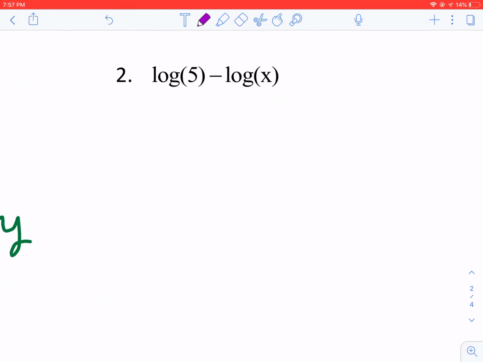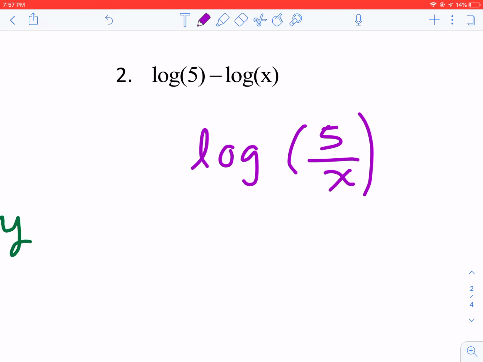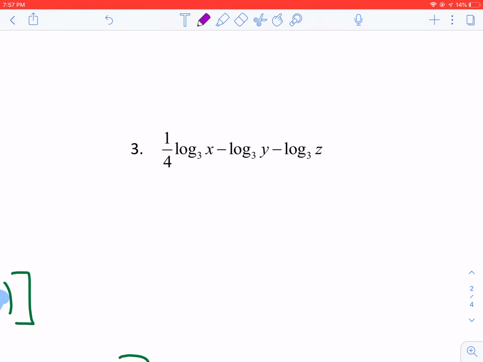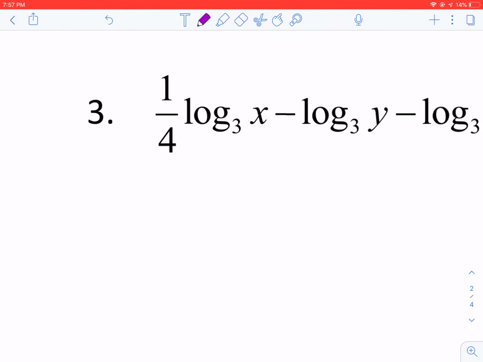All right, number 2, it's subtraction, so it's division. Natural log of 5 over x. All right, that was pretty simple. And this last one. All right, so we're cleaning it up.